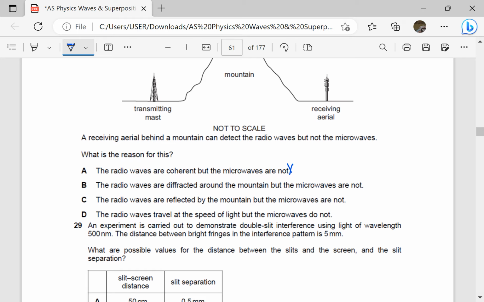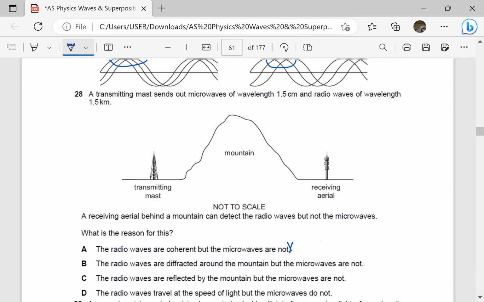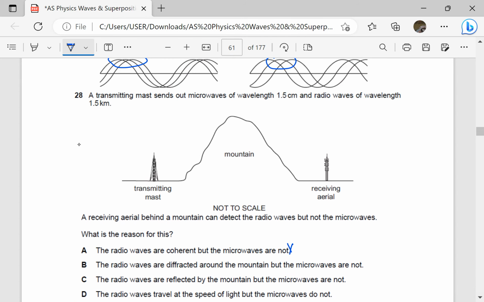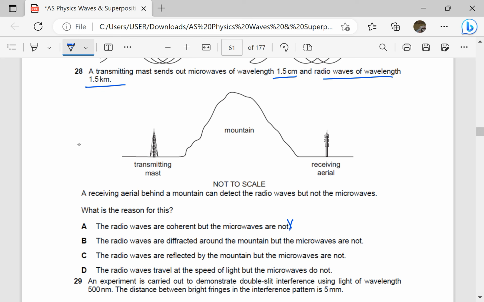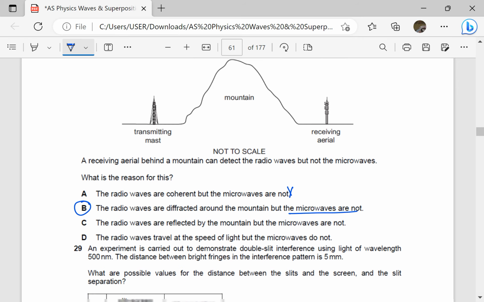The reason must rely on diffraction because microwaves cannot easily be diffracted as compared to radio waves. Radio waves have a longer wavelength than microwaves. They say it sends microwaves of this and radio waves of 1.5 kilometers. So the wavelength of radio is greater. So it means they can easily undergo diffraction because of the larger wavelength than the microwaves. The radio waves are diffracted around the mountain, but the microwaves are not. So that is going to be our answer. The microwaves are not easily diffracted because of their small wavelength.